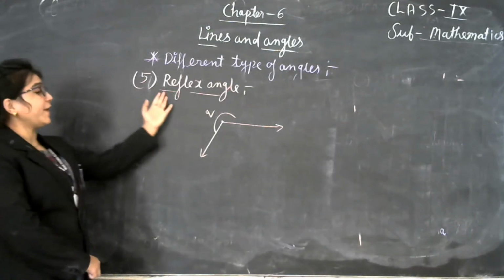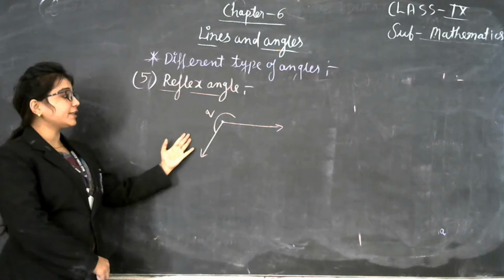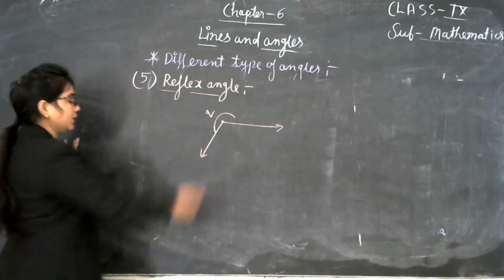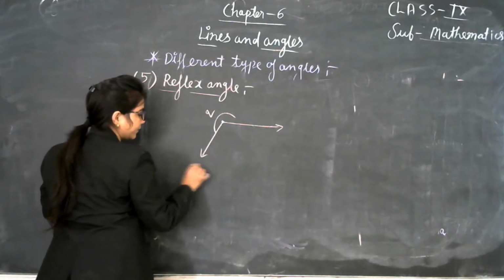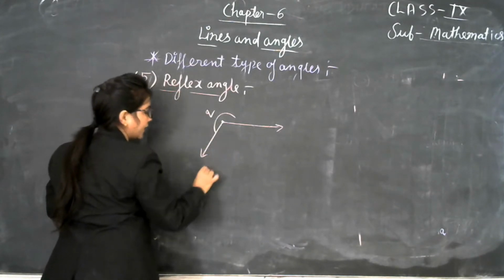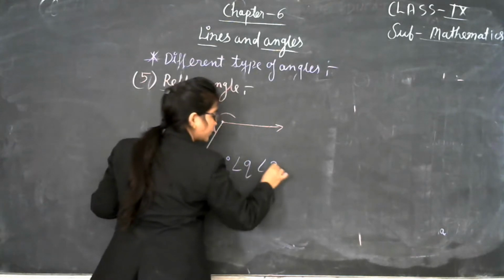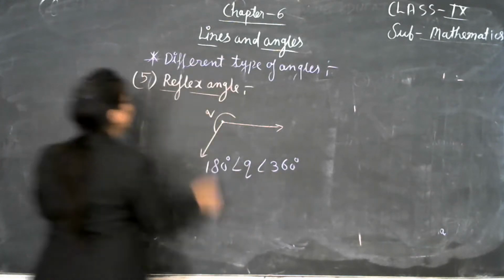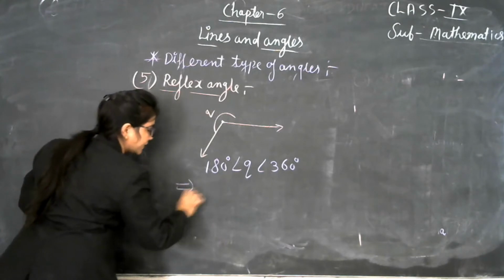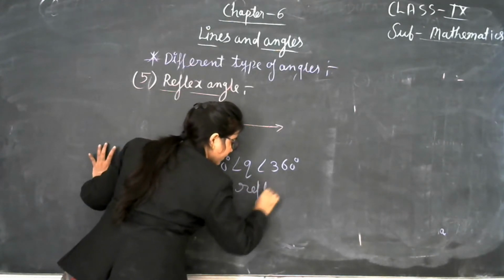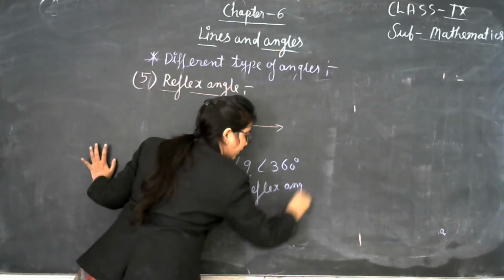Now the next is the reflex angle. An angle greater than 180 degrees but less than 360 degrees is called a reflex angle. Here you can see this Q is greater than 180 degrees but less than 360 degrees. So it implies Q is a reflex angle.